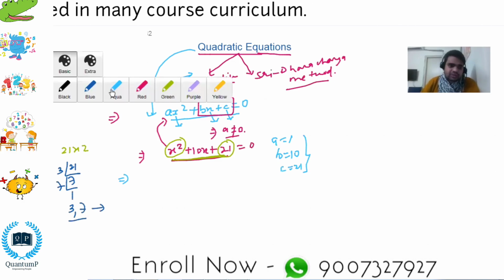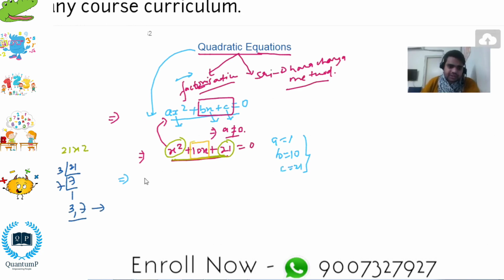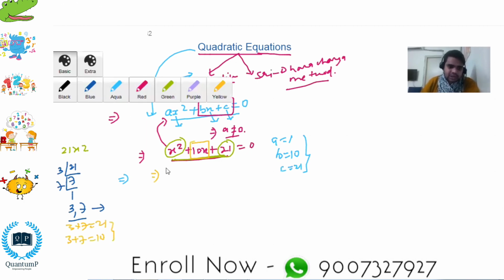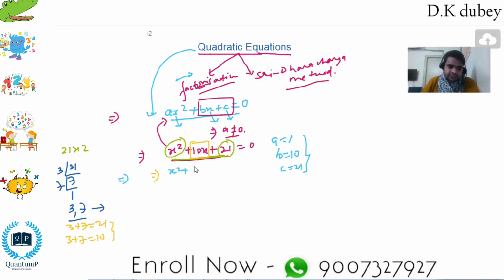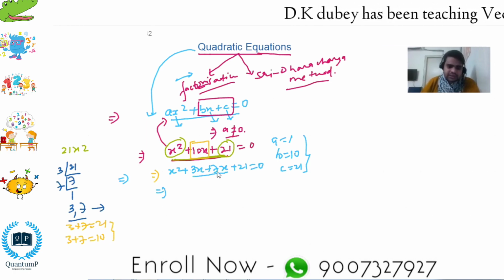So we have to arrange the middle term, which is 10x, in terms of 3 and 7. Obviously if you multiply 3 into 7, you'll get 21, and if you add 3 plus 7, you'll get 10. So I'll write x square plus 3x plus 7x plus 21 is equal to 0, because 3x plus 7x is 10x, and 3x into 7x is 21x square.